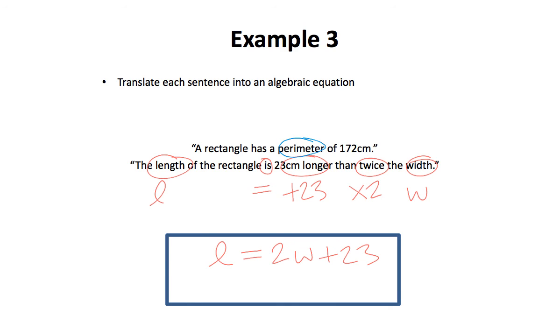Perimeter corresponds to the total distance around a figure or a shape, and total means addition. And 172 centimeters is just 172. Since we're dealing with a rectangle, that means the equation for perimeter is 2L plus 2W is equal to 172.